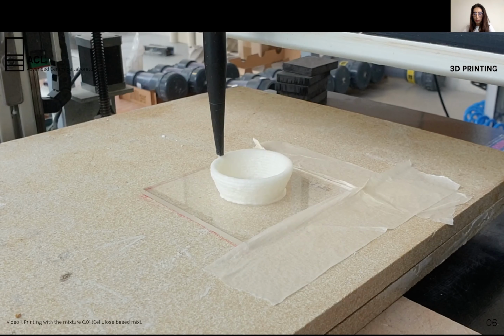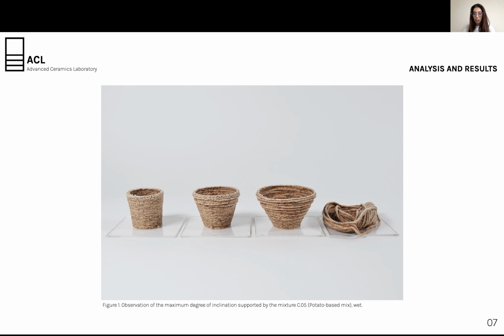To verify the viability of the mixture, a set of initial tests was carried out. The first consisted of checking the maximum degree of curvature supported by each mixture during extrusion. In this way, 4 specimens were produced with different inclinations, between 10 and 40 degrees. All mixtures achieved the same results, supporting a maximum printing inclination of 30 degrees.